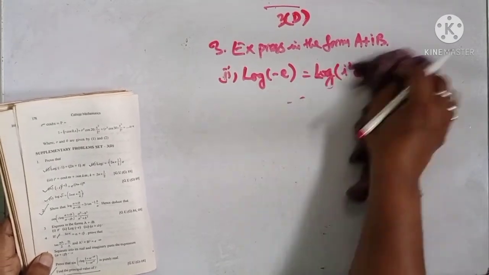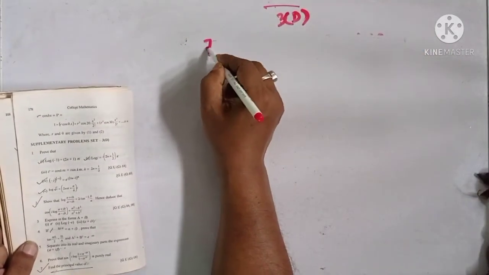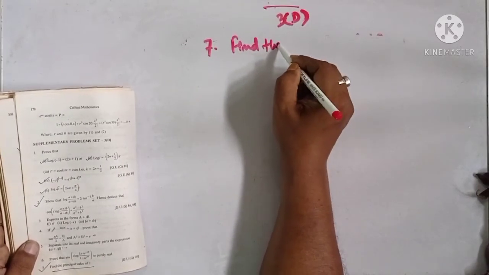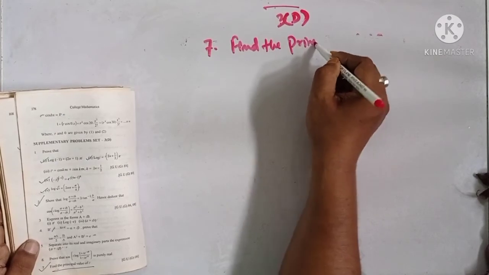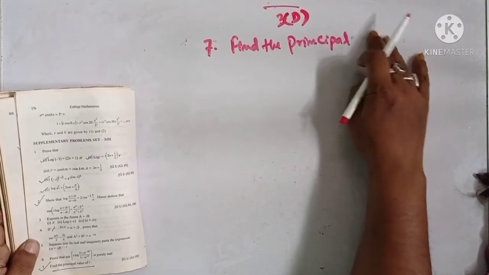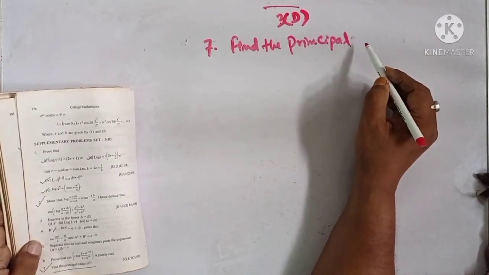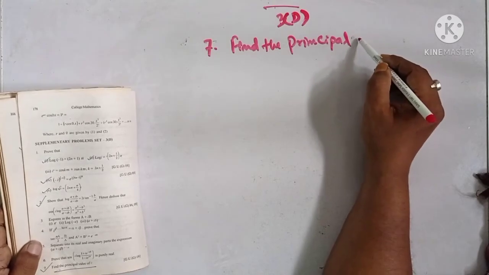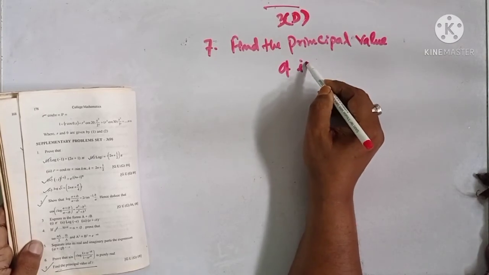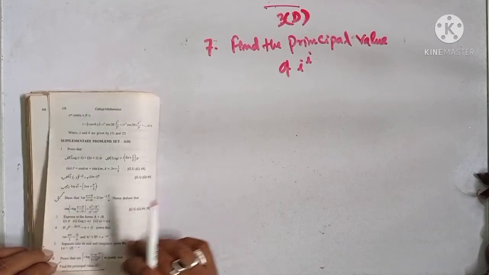Now going to question number 7, that is find the principal value. I have already told you that the questions where I find some little bit controversy or some problem in the questions, I have not solved those questions. Find the principal value of i to the power of i. So you have to find the principal value of i to the power of i.